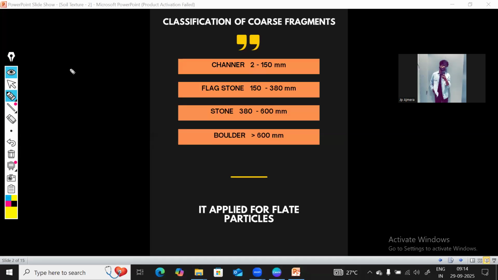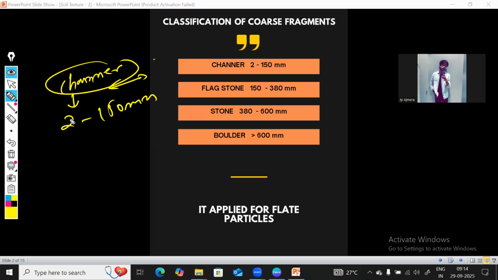Here are the classifications for plate particles. What is a plate particle? Plate particles are more developed horizontally and less developed in the vertical direction, correct? So in the classification of coarse fragments for the plate ones, first we go with the channel. The channel holds the size of 2 to 150 mm. There was gravel in the round one; in the flat one, we start with the channel, 2 to 150 mm.